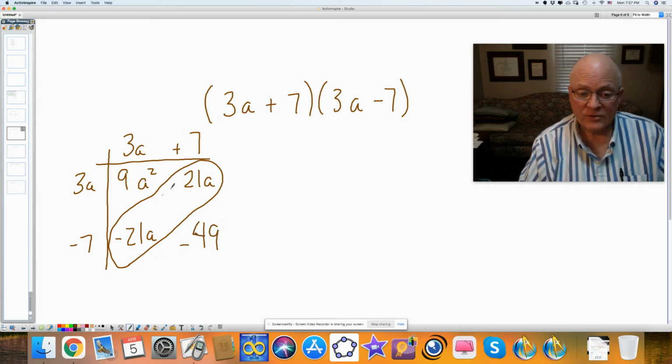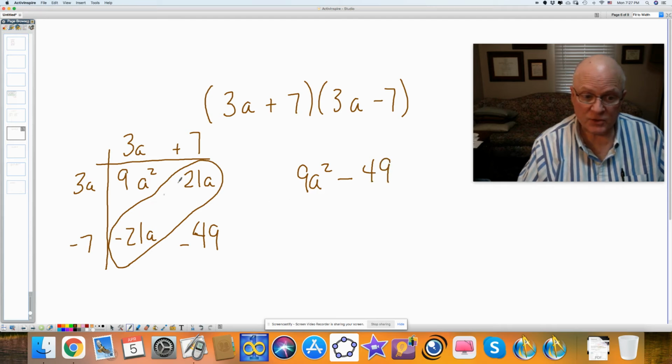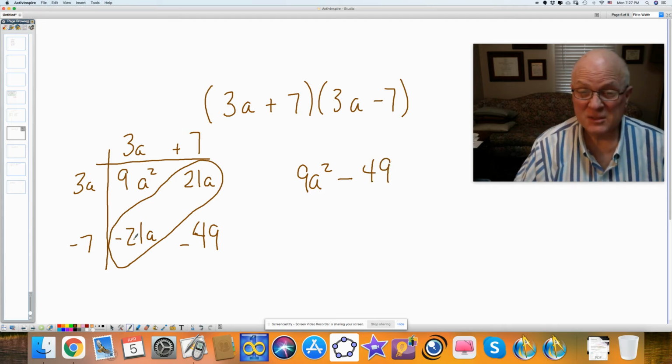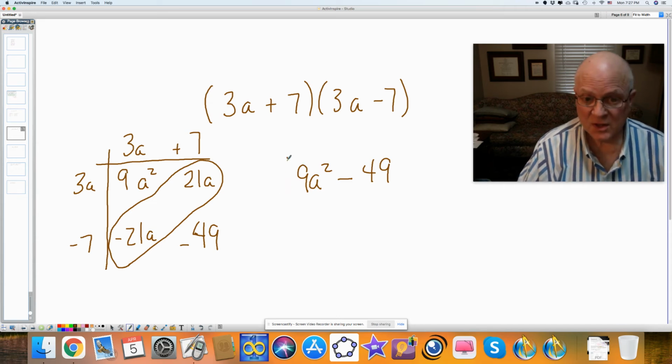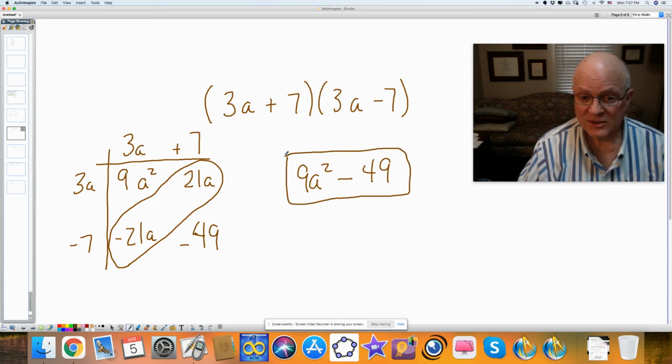When I add all of these together, I get 9a squared, which is the first term squared. Then I have a minus, because of a minus here, 49. The middle terms disappear. They subtract each other. They are additive opposites. And so this is my answer.